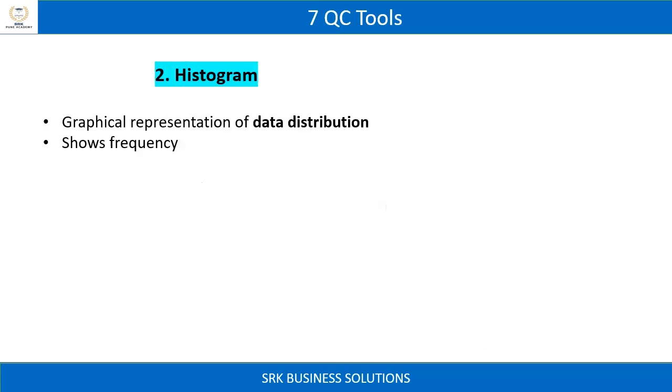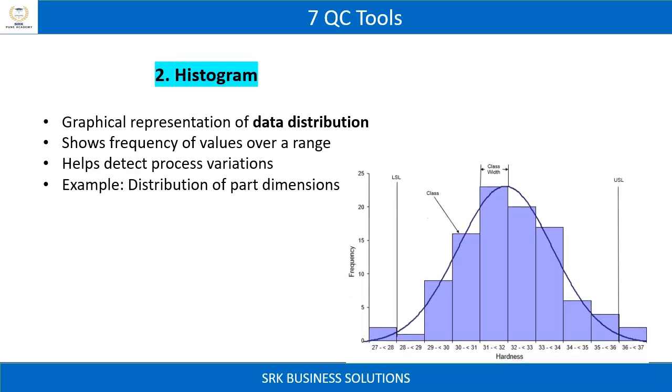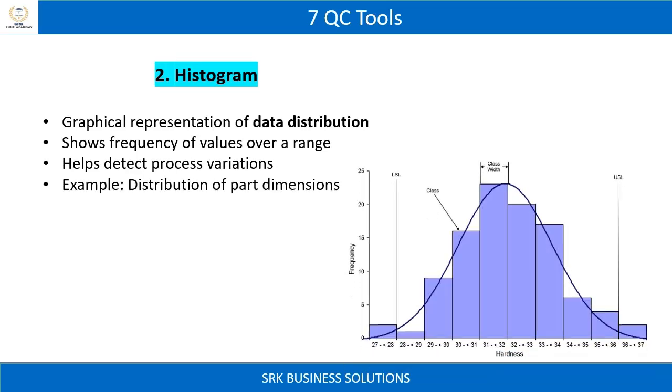The second QC tool, histogram, is a graphical representation that shows the distribution of data. It allows us to see how often certain values occur within a range. For example, if we measure the dimensions of a component, a histogram can show whether most parts fall within specifications or if there is excessive variation. By looking at the shape of the histogram, we can detect process problems and opportunities for improvement.